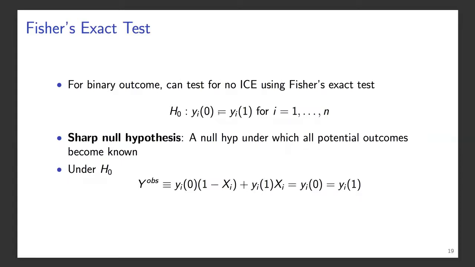It's sharp in the sense that under the null, all of the potential outcomes in the science table become known to us. In particular, recall y-obs, the observed outcome, was just y0 for folks who don't get treatment and y1 for folks who get treatment. Under the sharp null, y0 and y1 are the same, so y-obs will necessarily equal y0 or y1. That means we can think of the observed outcomes under the sharp null as fixed features of the finite population.